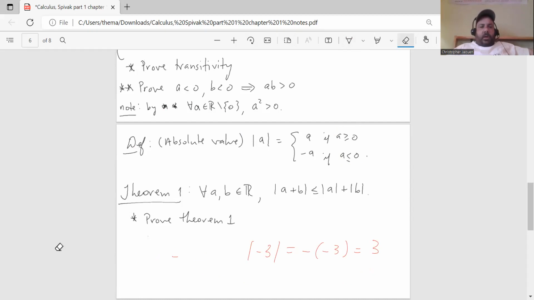All right, so they give us that definition, and then right after that, he uses the absolute value to write down a theorem. This is called the triangle inequality. And it says for any real numbers A and B, the absolute value of A plus B is always less than or equal to the absolute value of A plus the absolute value of B.